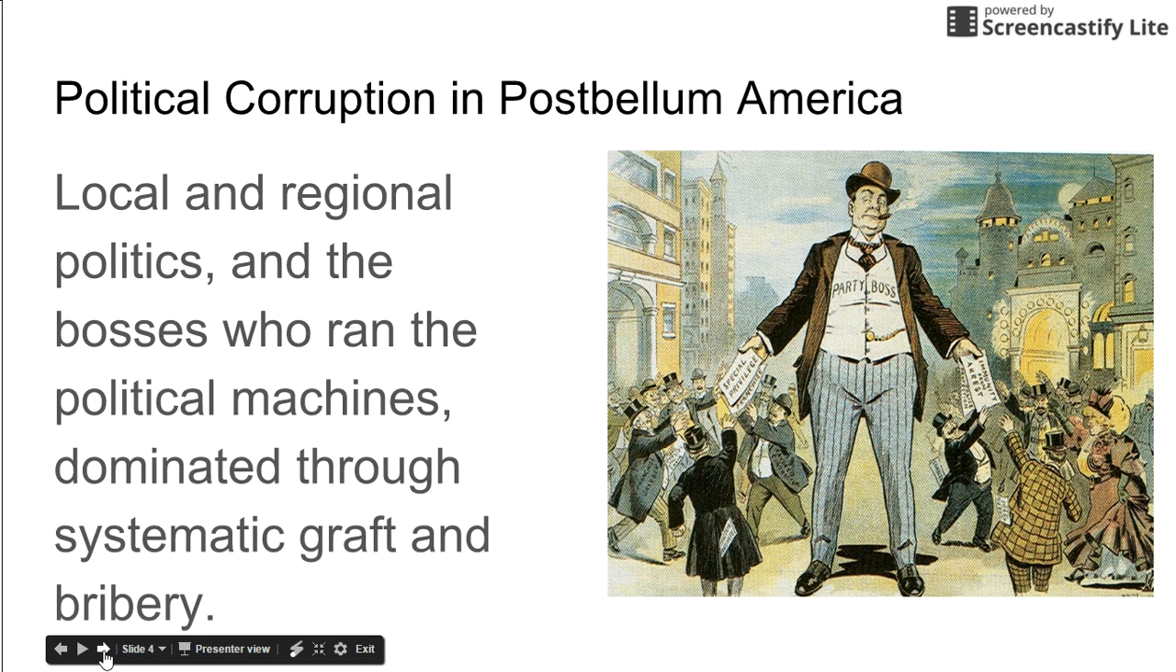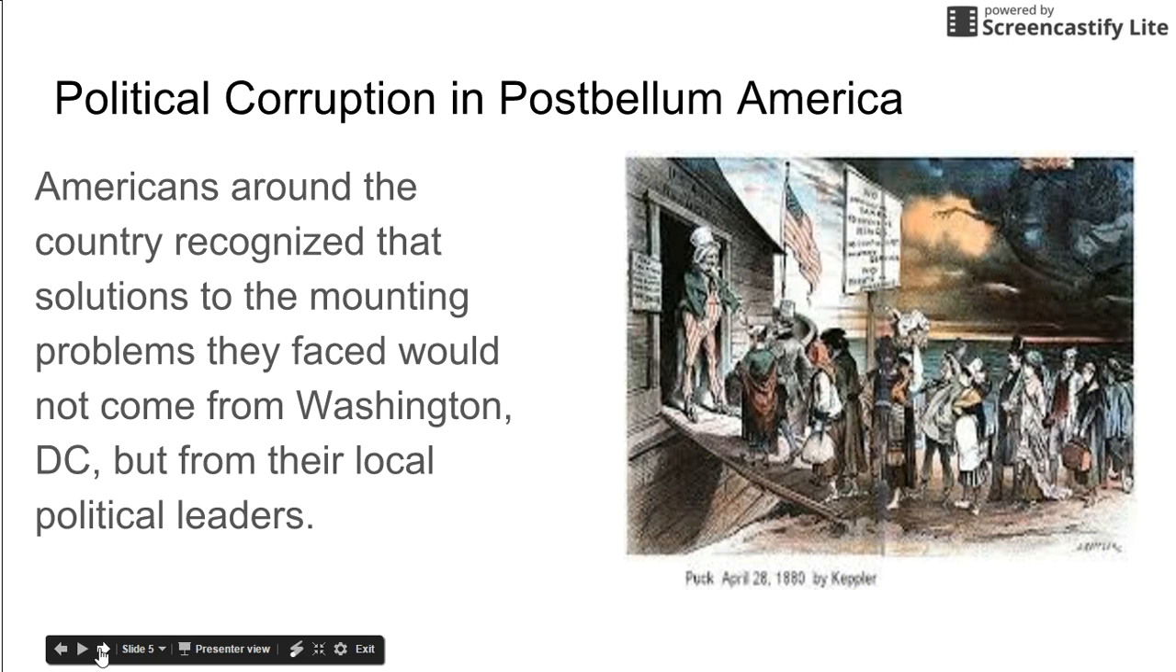Next slide. Local and regional politics and the bosses who ran the political machines dominated through systemic graft and bribery. Here's a cartoon that shows that issue. Next slide. Americans around the country recognized that solutions to the mounting problems they faced would not come from Washington, D.C., but from their local leaders.